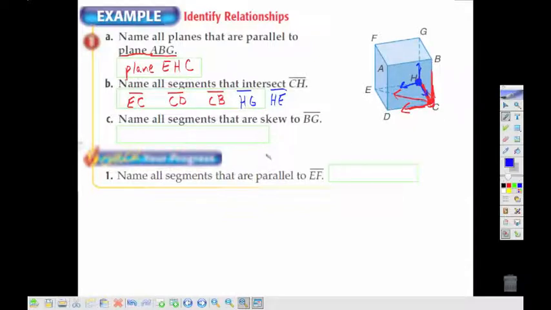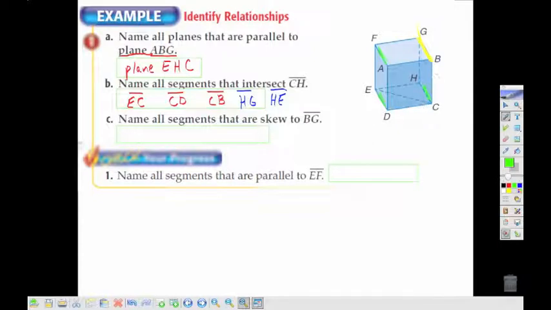Okay, name all the segments that are skew to BG. So for this one, we're going to go find where BG is. Okay, and that's our top segment over here. So if we're looking for skew, we first want to ignore anything that's parallel. So like FA, ED, and HC, those are all parallel. They're going the same direction.